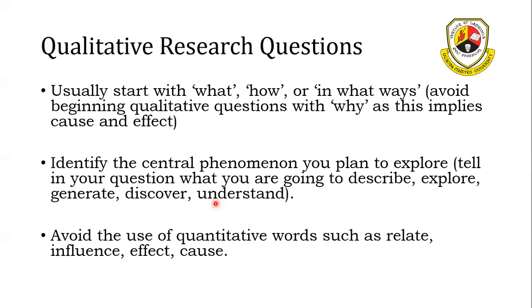Qualitative research questions usually begin with what, how, or in what ways. When a question begins with why, that is normally on the quantitative side, because why implies there's a cause and effect. That implies an assumption. So qualitative questions don't begin with why. Why does this affect this? We don't know. In qualitative research, we essentially don't know. So you usually have questions which say what, how, in what ways.